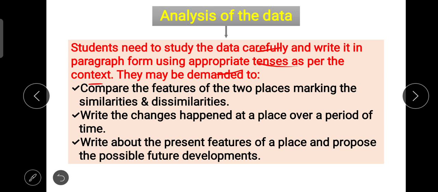This data may demand that students compare the features of two places, marking the similarities and dissimilarities. If the data is given, we need to compare, meaning we need to find out the similarities over a period of time or between two different modes of data, and we need to find out the differences also. Similarities and differences, these two things are the core information we need to supply in the paragraph.